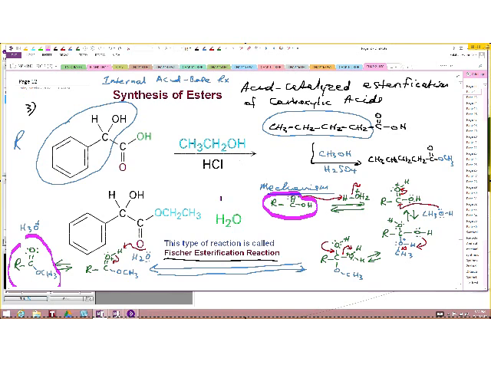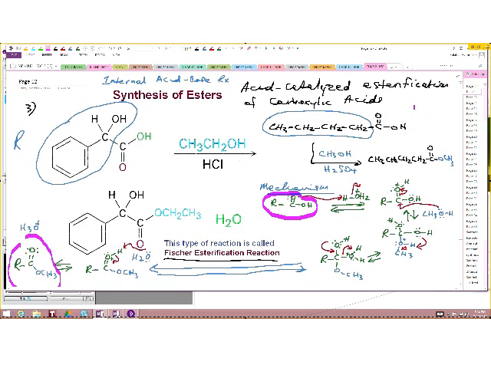Okay. You follow that? Anyway, this is a very important reaction because I'm sure most of you have already done this in your lab already. Did you do esterification? Okay. Very good.